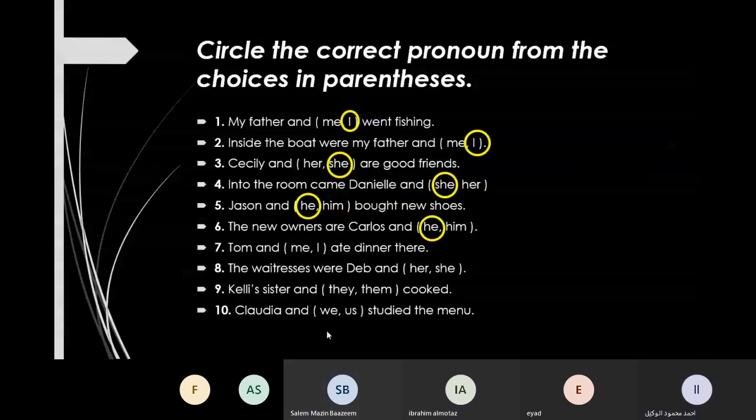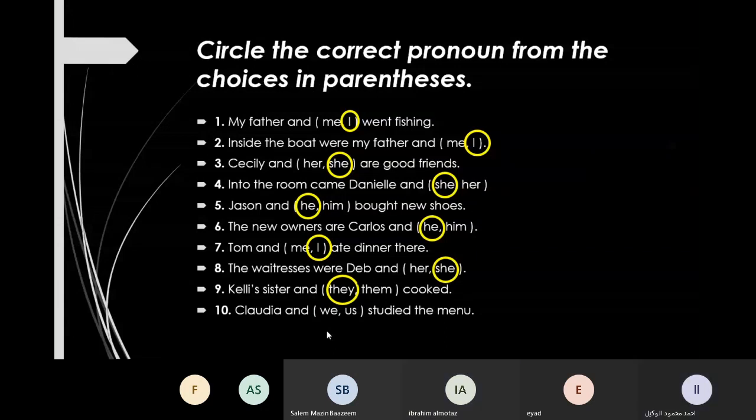Number 7. Tom and I ate dinner there. Tom and I. Bravo. Number 8. The waitresses were Deb and she. Deb and she were the waitresses, right? Just invert the sentence. Ibrahim, 9 and 10. Kaylee's sister and they cooked. Who cooked? Kaylee's sister and they. All of them cooked, right? So Kaylee's sister and they cooked.